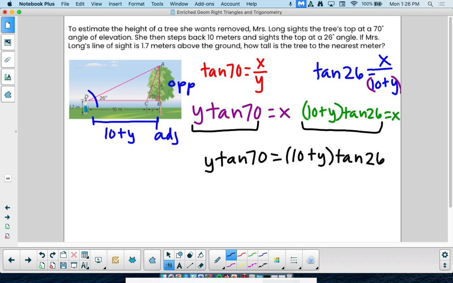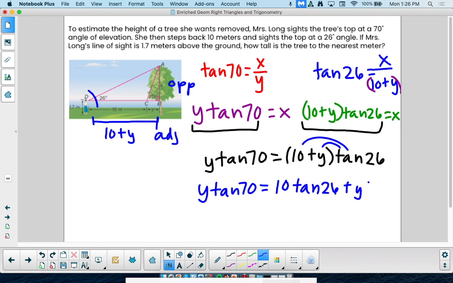Now you've done this before, not with trig, but remember if you were to type in tangent of 26 in your calculator, it's just a decimal. Your calculator knows what this is. This is just a number. So if I have a number in front of a parentheses, what do you typically do to get rid of that number in front? Distribute, right? So we just got to distribute that in there. So remember, this is just a number. Don't think it's anything more. So our left side is going to stay the same. Now we're going to distribute, so we'll have 10 tangent 26 plus Y tangent 26.